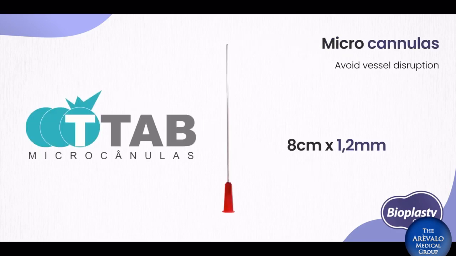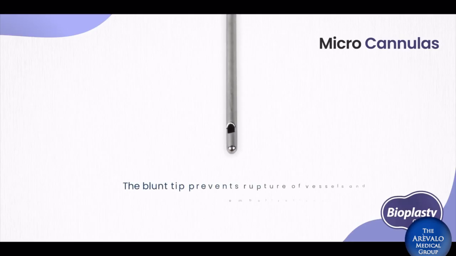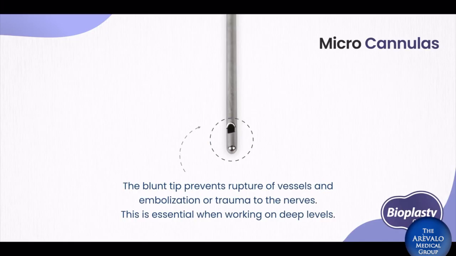Microcannulas are essential when performing applications in deep levels. They prevent the rupture of the vessels and make the procedure safe and easy to reproduce. Did you not understand well? So let's explain better. Why are microcannulas so important in bioplasty? The blunt tip prevents rupture of vessels and embolization or trauma to the nerves. This is essential when working on deep levels.